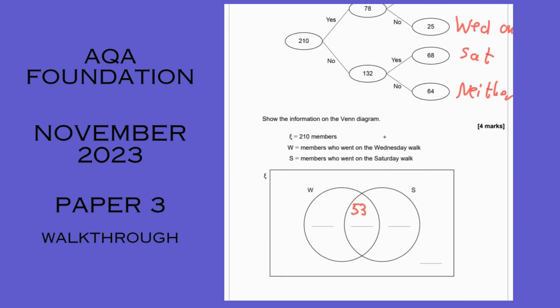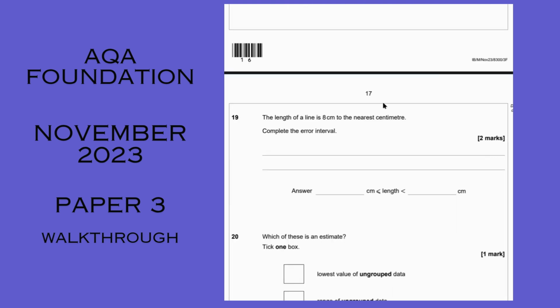So Wednesday only 25. That's the Wednesday only circle. That is the Saturday only circle. And the people outside are the neither. And there we go. Neither, neither.